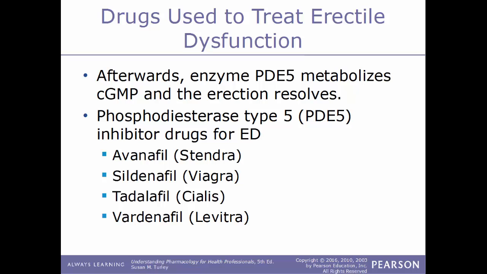And there are various different types of drugs that could be given to treat ED. The first one we'll talk about are the PDE5 inhibitor drugs. PDE5 stands for phosphodiesterase type 5. So examples of this kind of drug would be avanafil, also known by the trade name Stendra, sildenafil, also known by the name Viagra, tadalafil, known by the trade name Cialis, and vardenafil, known by the trade name Levitra.